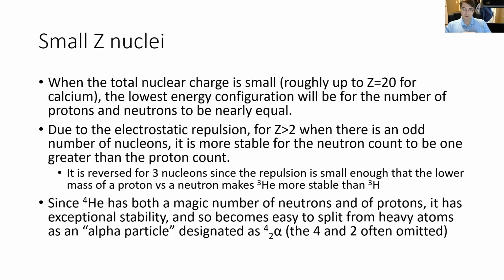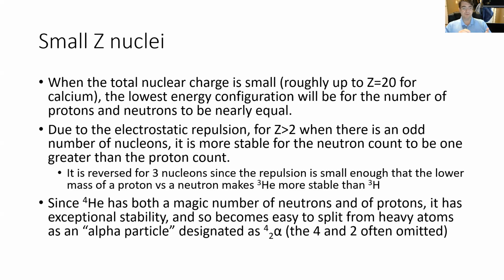For 3 nucleons, that's not enough to make a difference. A proton has a lower mass than a neutron plus an electron. So because of that, helium-3 is actually more stable than tritium is. But that is the oddball situation.